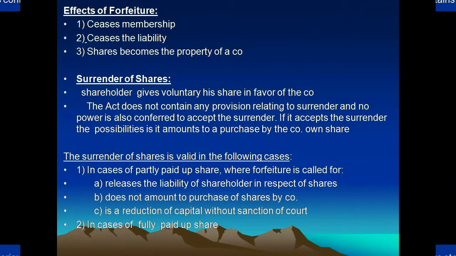The next issue is this: what would be the effects of this forfeiture? That is, when the forfeiture is followed in accordance with the Companies Act or in terms of the rules laid down under the Securities Contracts Regulation Act, then what would the effect of this forfeiture be upon those persons whose shares are being forfeited? One, the first effect is that it ceases the membership. That is, a person whose shares are being forfeited would cease to be a member in respect of those shares which are forfeited. But notwithstanding this forfeiture, he remains liable to pay to the company all such money which at the date of forfeiture is payable to the company in respect of the shares.